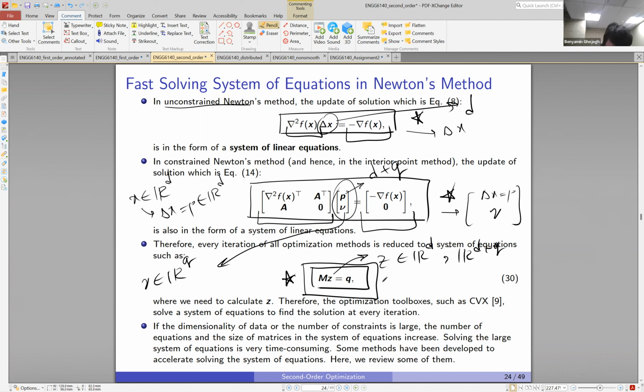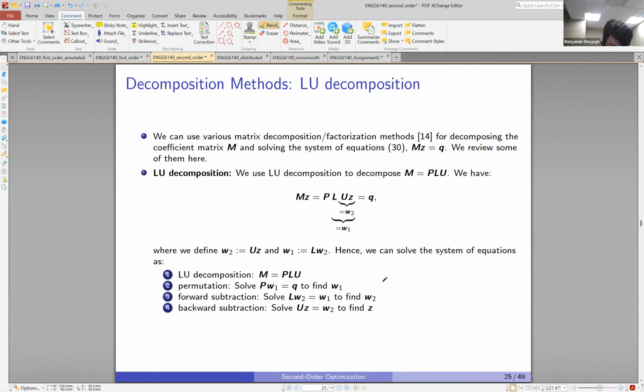Therefore, we need to make it fast for huge dimensionality and a huge number of constraints, because in industry we usually have a lot of constraints. Assume you are optimizing the aerodynamics of, I don't know, an airplane. You have a lot of constraints, so you have to make it fast. How? Let's see.